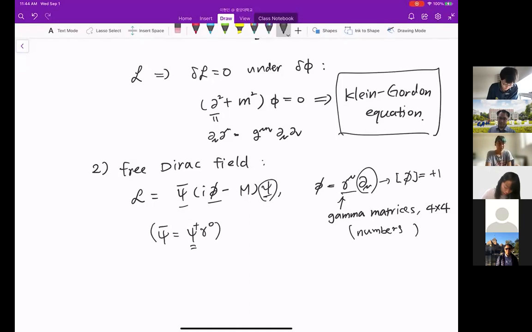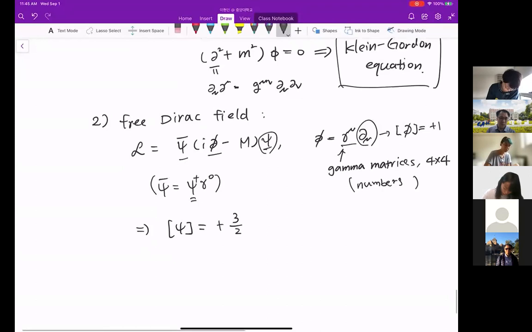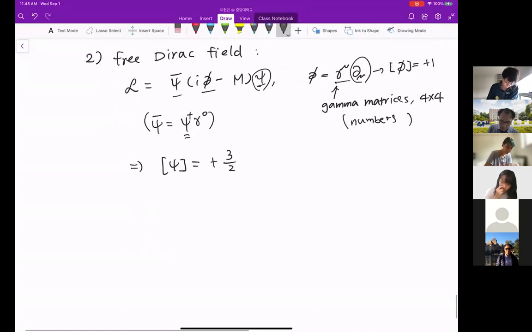Therefore, the dimension of the Dirac field is 3/2. So you have a twice, then three from the one derivative, you have four for the Lagrangian density. So the equation of motion is called the Dirac equation.